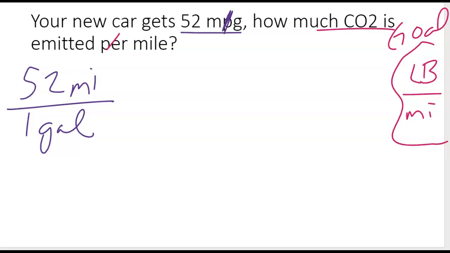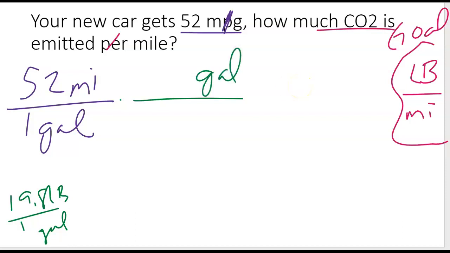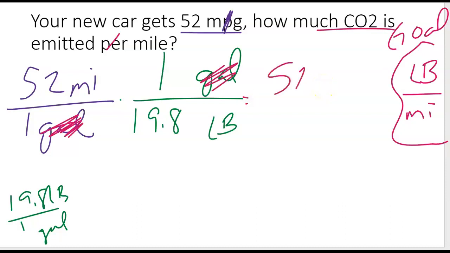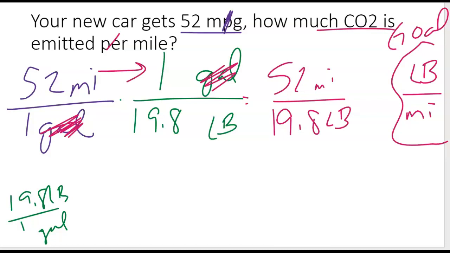Let's get there. So, what do we know? Well, we know 19.8 pounds is the same as 1 gallon. So if I look at what I start with, I know that to get rid of gallons, I put them in the top. That means pounds go on the bottom. So 1 gallon is 19.8 pounds. So when I do that, my gallons disappear, and now I have 52 miles over 19.8 pounds. I just multiplied straight across. 52 times 1 is 52, my unit is miles. 1 times 19.8 is 19.8, my unit is pounds.